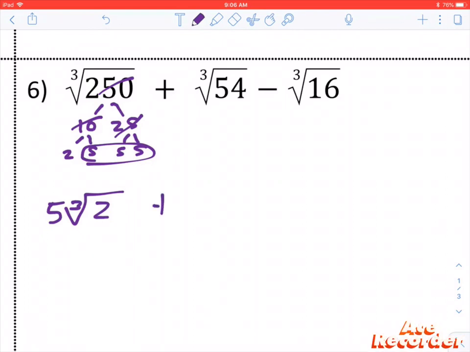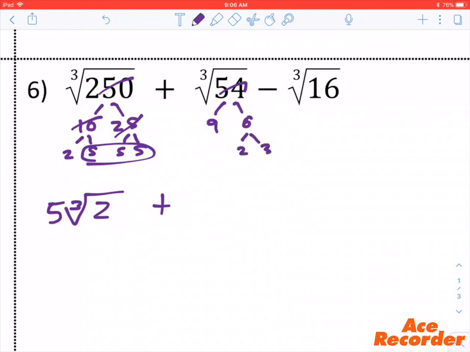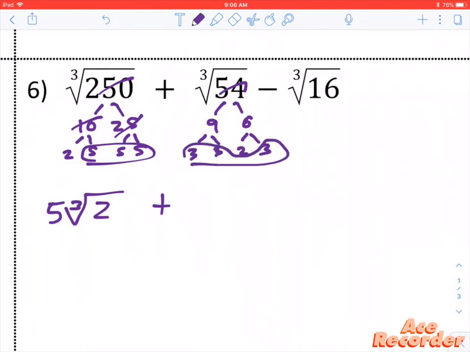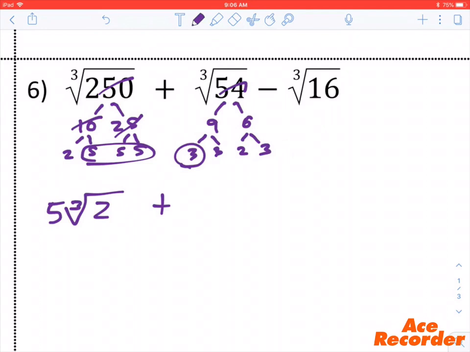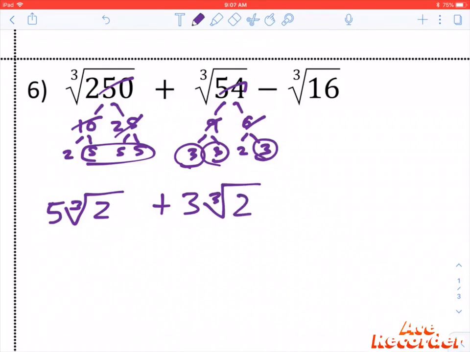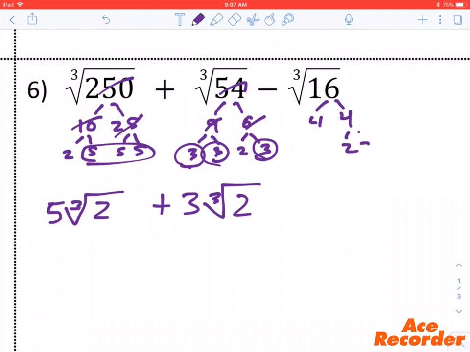Next up, I'm doing plus what? 9 times 6. 6 is 2 and 3. 9 is 3 and 3. And so I've got 3 3s. You don't have to circle them all at the same time. If you want to go 1, 2, 3, that 3 comes out, and I have a 2 left over. So cube root of 2. And then the last one, 4 times 4, 2 times 2, 2 times 2.